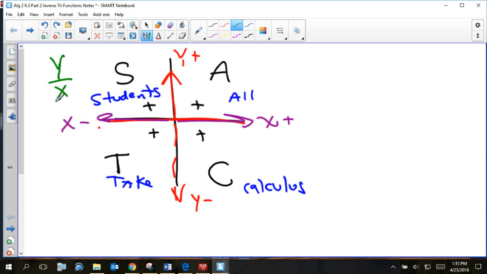So for tangent to be positive, it has to be the same sign. x and y have to have the same sign. So here, x and y are both positive. Here, x and y are both negative. So this is where tangent is positive. In the other two quadrants, one is positive and one is negative. This one is positive, negative. This one up here is negative, positive. So tangent is negative in those two.